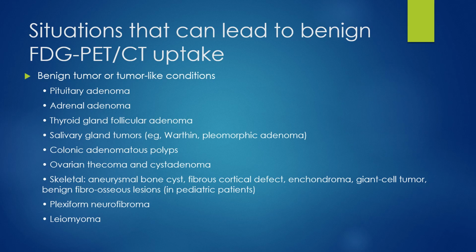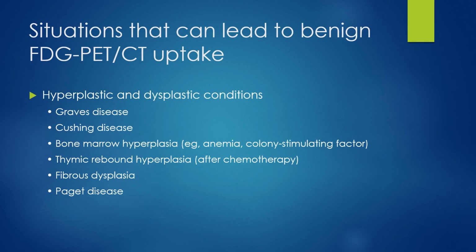Benign tumors or tumor-like conditions: pituitary adenomas, adrenal adenomas, thyroid gland follicular adenomas, salivary gland tumors, colonic polyps, so polyps in the bowel, ovarian sarcomas or cystadenomas, skeletal, you could have bone cysts, enchondromas, giant cell tumors, and then neurofibromas and leiomyomas. Most of those different types of benign tumors are pretty rare, but it would show up.